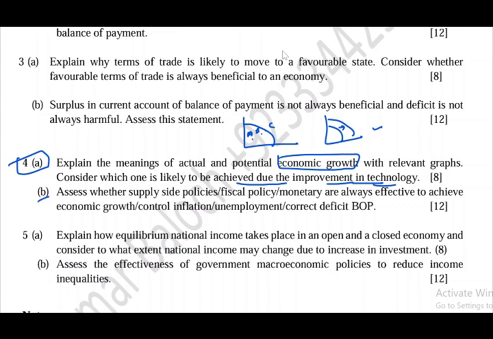Part B is assess whether supply side policies, fiscal, monetary policies are always effective to achieve economic growth, control inflation, unemployment, or correct balance of payment deficit. So examiner may mention any one policy. Maybe he may ask question about supply side policy, and he may focus on economic growth or inflation or unemployment or balance of payment deficit. So examiner will not mention all of these objectives or these policies, rather he will focus more on one policy and one objective only. First of all, let's say examiner is asking about supply side policy and his focus is economic growth, right?